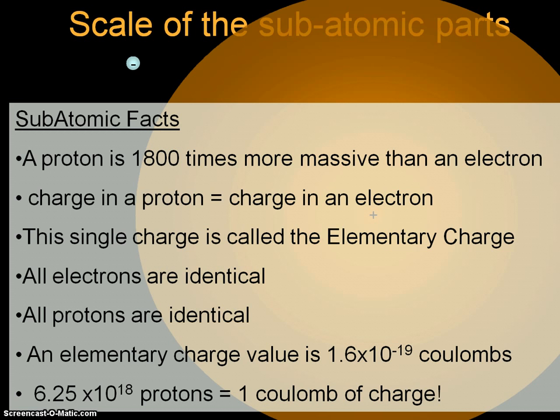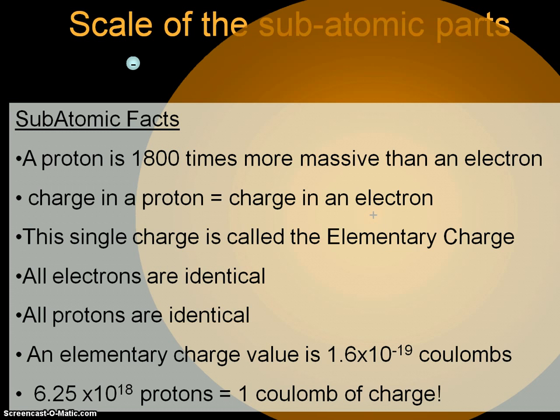I'll provide extra credit to any student that wants to explain why there's so little charge in an electron or so little charge in a proton. But to restate that, an elementary charge value is 1.6 times 10 to the negative 19. So a single proton is positive 1.6 times 10 to the negative 19 coulombs. A single electron is negative 1.6 times 10 to the negative 19 coulombs.